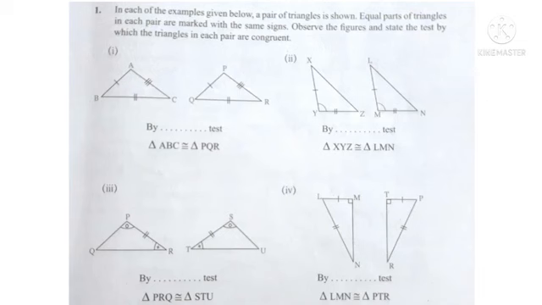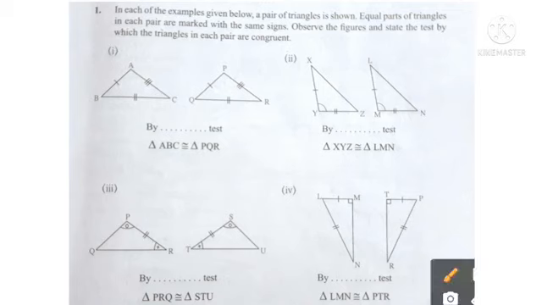Now see examples on these tests. See what is the question given here. In each of the following examples, a pair of triangles is shown. Equal parts of the triangles in each pair are marked with the same sign. Observe the figure and state the test by which the triangles in each pair are congruent.